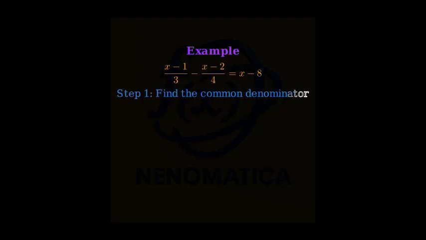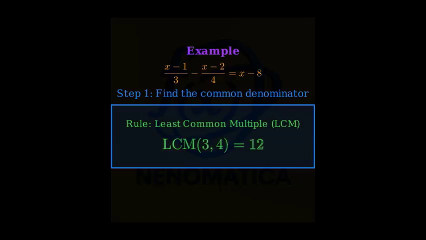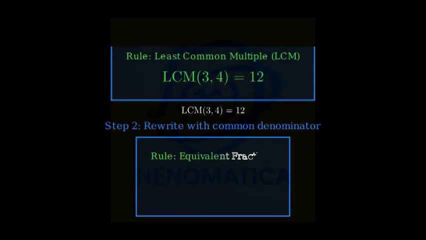Let's look at our example. We need to solve the equation (x minus 1)/3 minus (x minus 2)/4 equals x minus 8. First, let's find a common denominator for our fractions. The common denominator for 3 and 4 is 12. Now, we'll rewrite our equation with this common denominator.